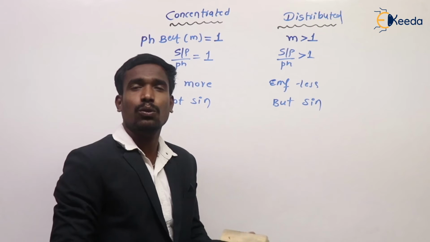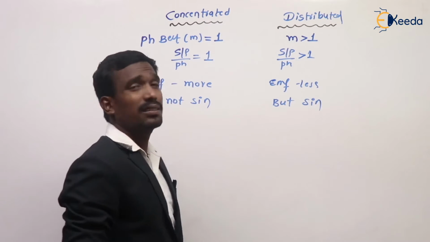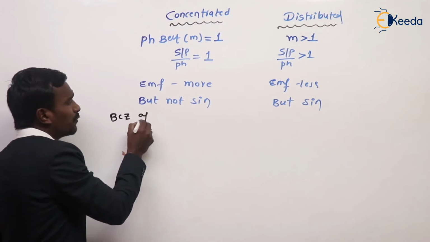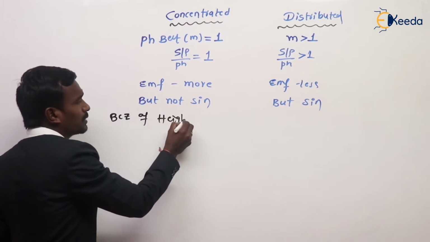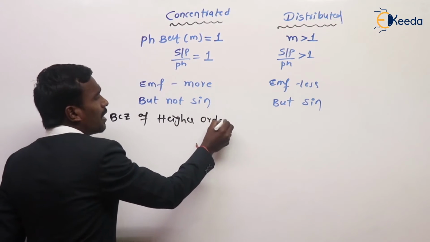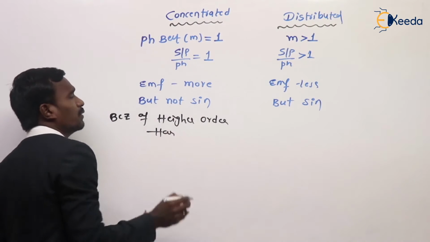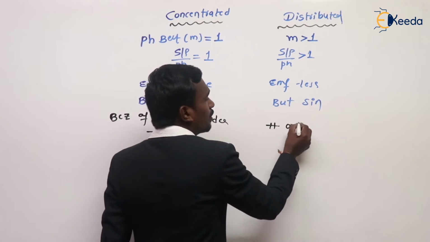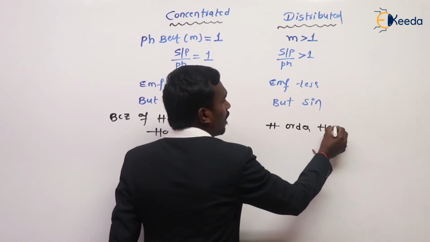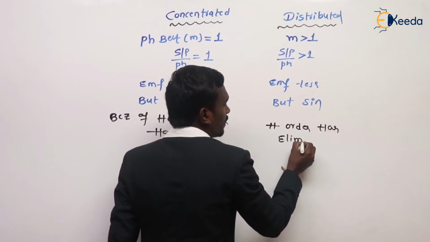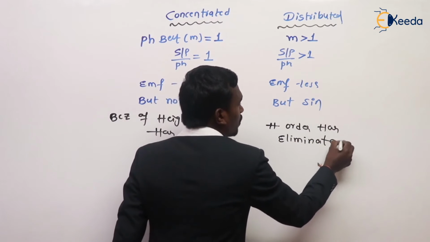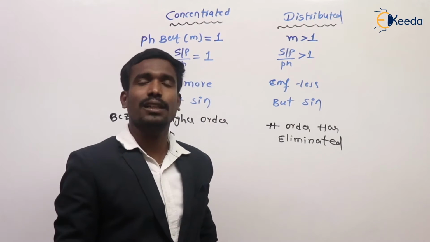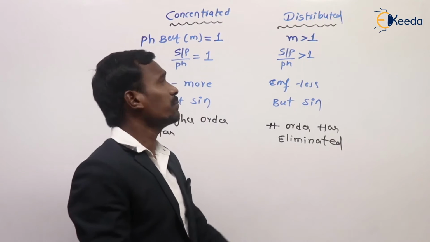Now you have another question: why is it not sinusoidal? Because of higher order harmonics, the EMF is not sinusoidal. In distributed winding, the higher order harmonics are eliminated. That's why here the EMF is sinusoidal. This is a very important thing.